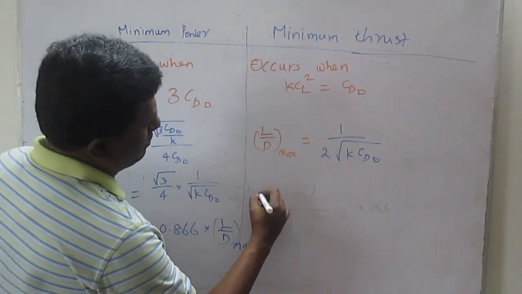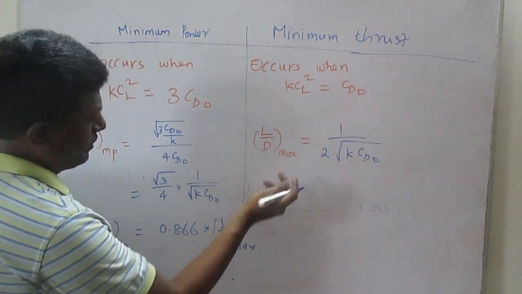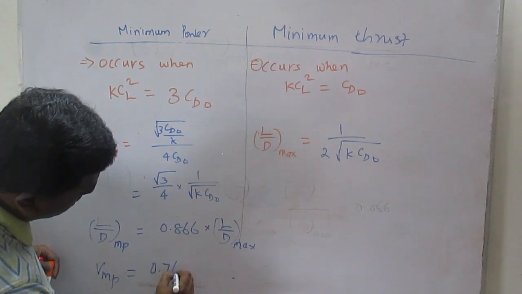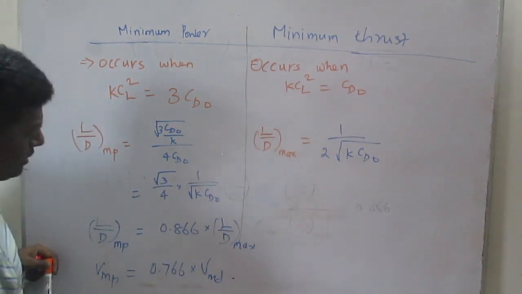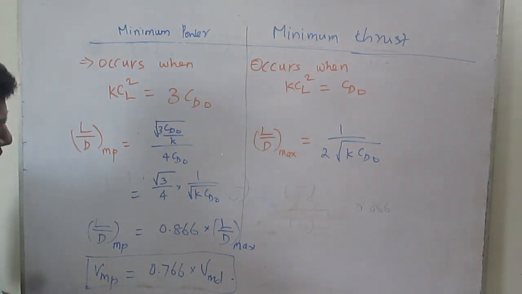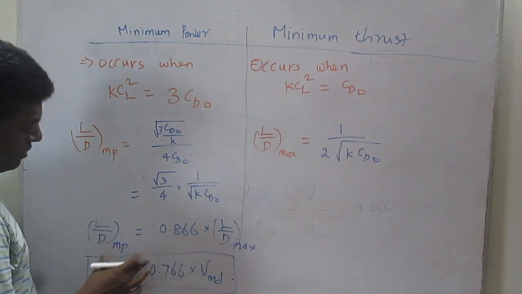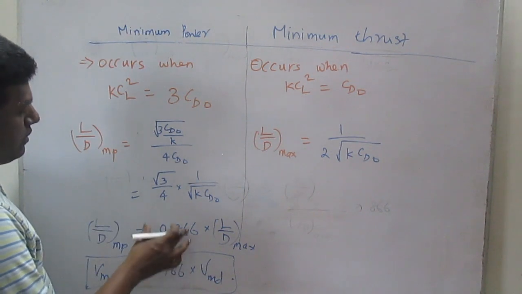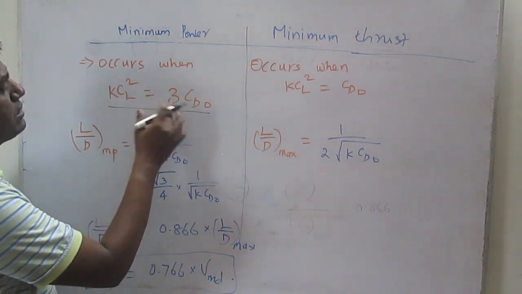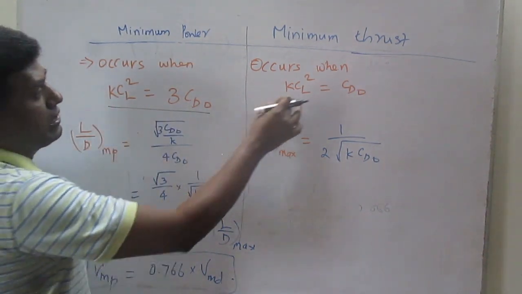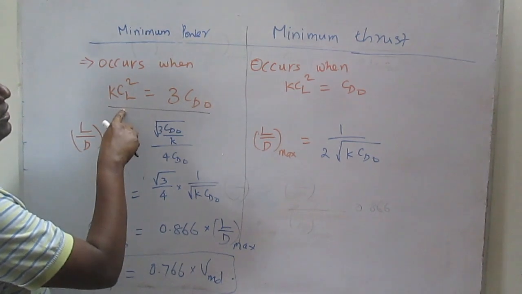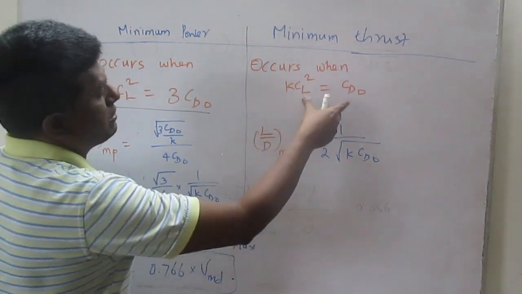Then velocity we have also seen. The minimum power velocity is equal to 0.766 times the velocity of minimum drag. These two conclusions are very important, because they constitute certain understanding, and that is because of this reason: in minimum power the induced drag is 3 times the parasite drag, whereas in minimum drag the induced drag is just equal to the parasite drag. So the induced drag is very much higher in this case.